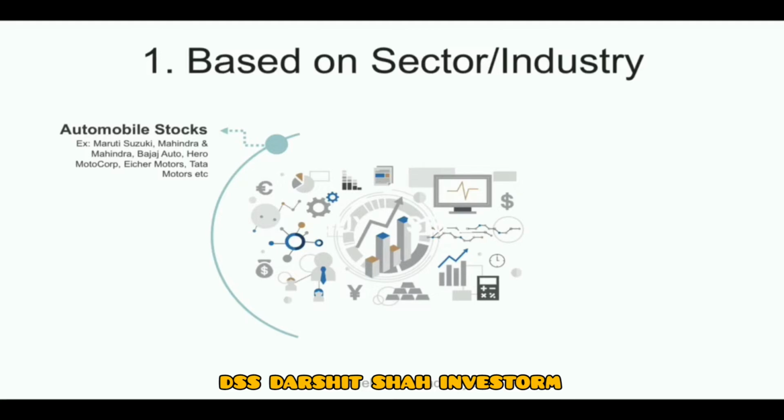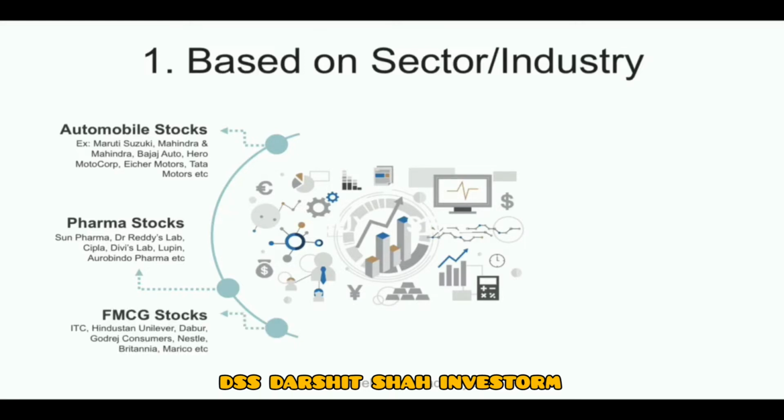A few examples of companies in the automobile industry are Maruti Suzuki, Mahindra and Mahindra, Bajaj Auto, Hero MotoCorp, Eicher Motors, Tata Motors, etc. Similarly, stocks can also be classified as pharma stocks based on the services and products that they provide. If the company is involved in making pharma or medicines, then they can be classified in this industry. A few examples of companies in this industry are Sun Pharma, Reddy's Lab, Cipla, Divi's Lab, Lupin or Aurobindo Pharma, etc.